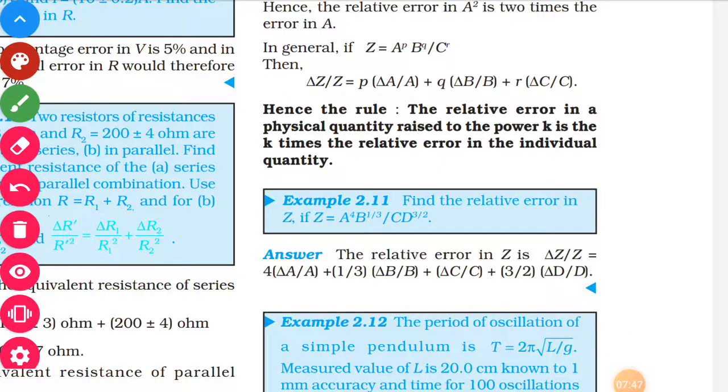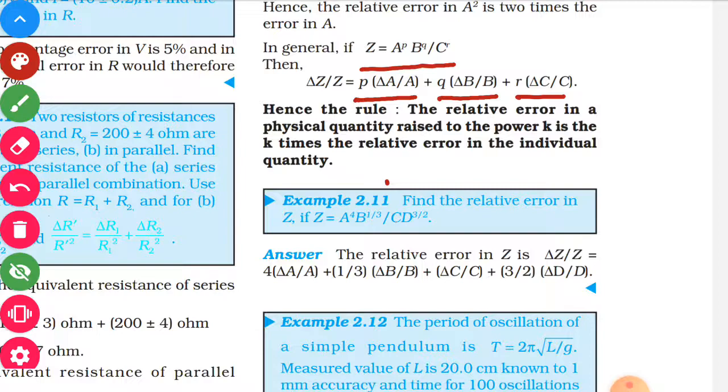Now, the relative error in a physical quantity raised to power k is k times the relative error. This theory we have discussed. If you have an equation like z is equal to a raised to p, b raised to q, c raised to r, then delta z upon z is p times delta a upon a, plus q times delta b upon b, plus r times delta c upon c. Even if a quantity is in the denominator, we still have to make the addition only. So it becomes k times the relative error.